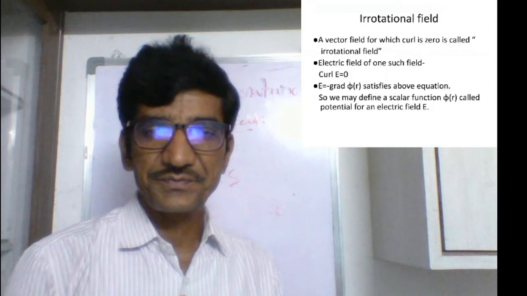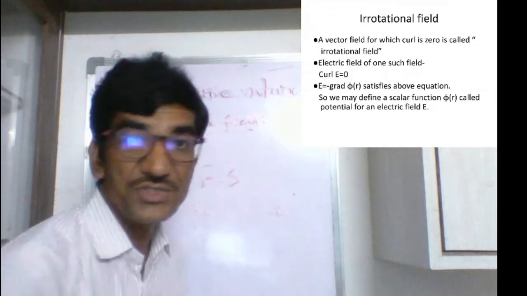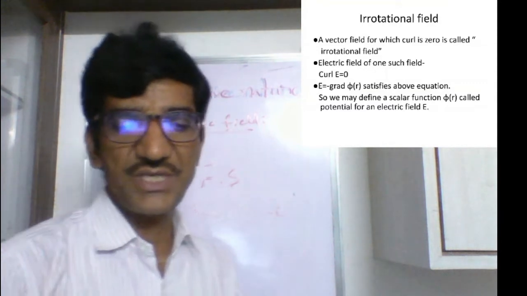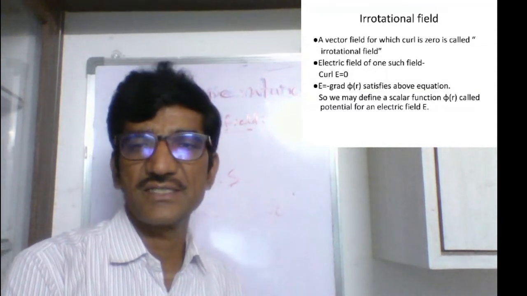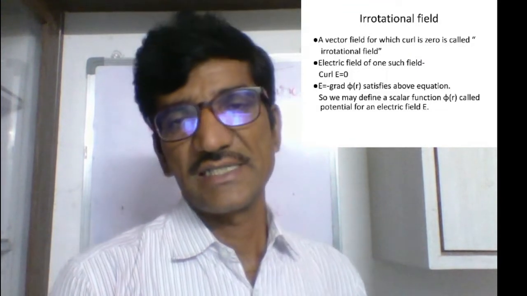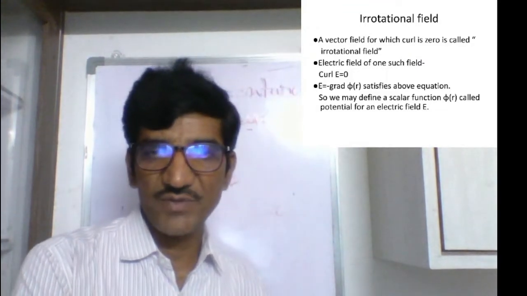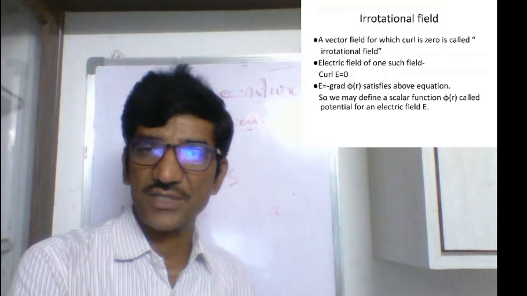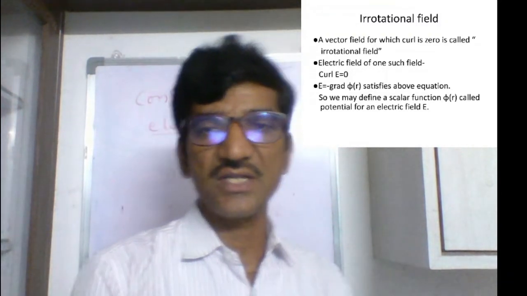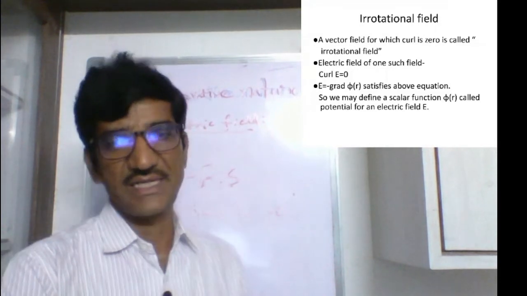So, what is another statement showing that E is an irrotational field? Curl E is equal to 0. You see here on the slide, curl E is equal to 0. Here this is important. We may draw one more important conclusion from this mathematical statement showing the irrotational nature of the electric field.